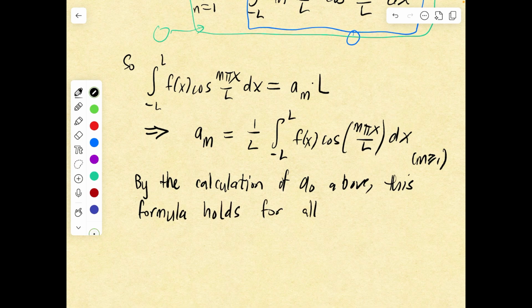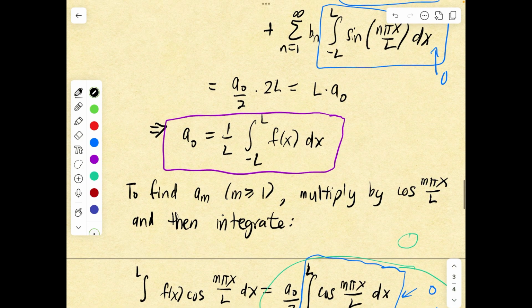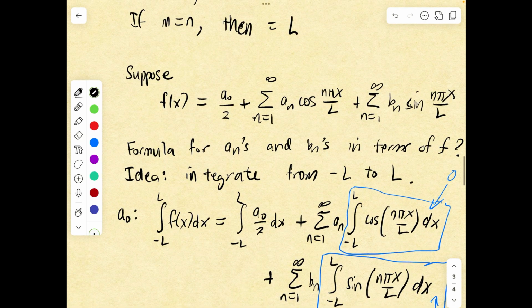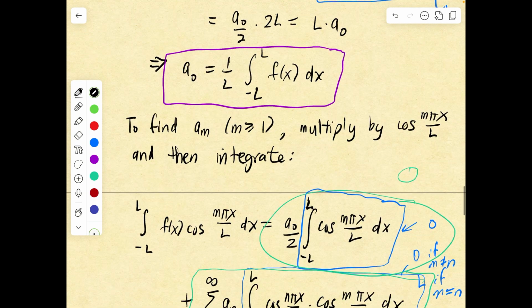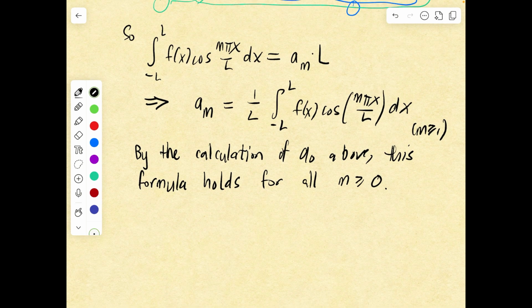However, notice that when m equals 0, you just get a sub 0. If you plug in m equals 0 here, you get the integral from negative L to L of cosine of 0, which is 1. So you would just get the integral of f from negative L to L. That's exactly what we found here. So actually this formula is correct for m equals 0 also.